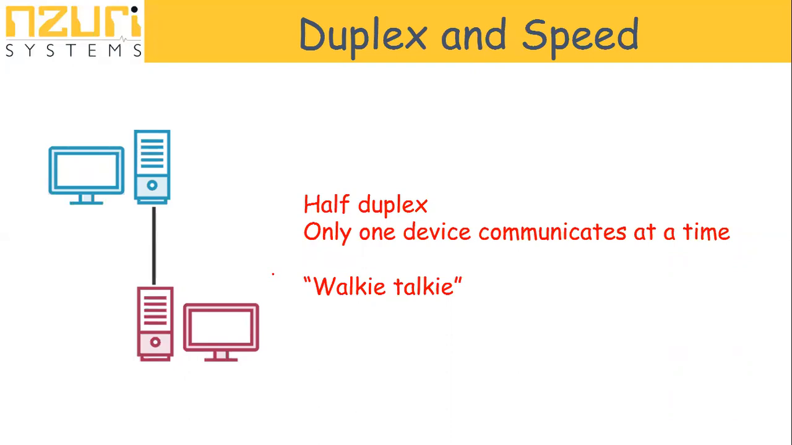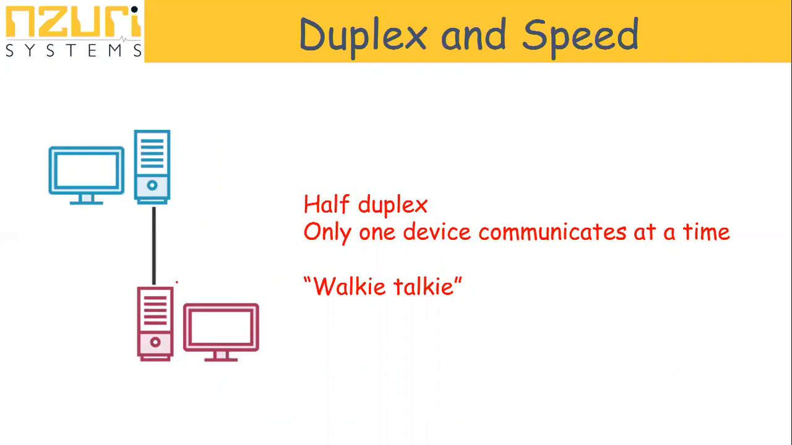Now, apart from that, we have duplexes, right? So we have full duplex and half duplex. When we speak of half duplex, it is basically a one-way communication, which means in a network setup where you're using half duplex, only one device can speak at a time.